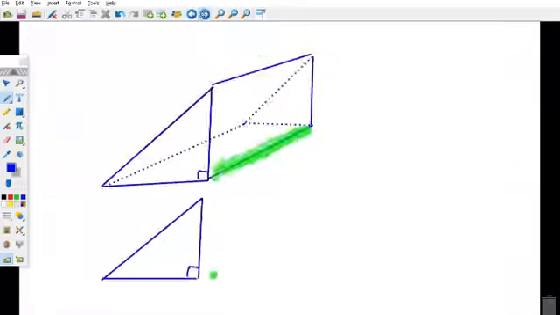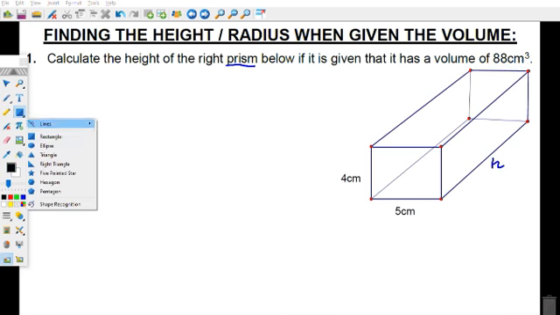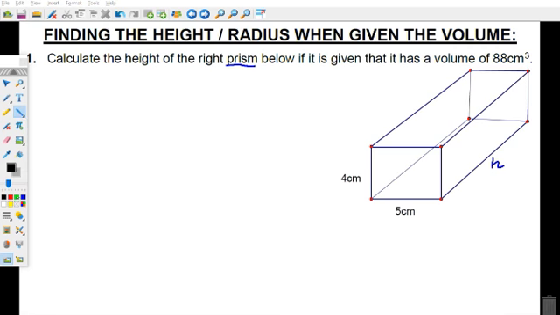So let's carry on. Today what we're going to be doing is finding the height or the radius when given the volume. They say calculate the height of the right prism. See the word there, prism. It's a base shape that's been elongated, if it is given that the volume is 88 centimeters cubed. So we're looking for this value here, the value that is making this. We are finding this value here.